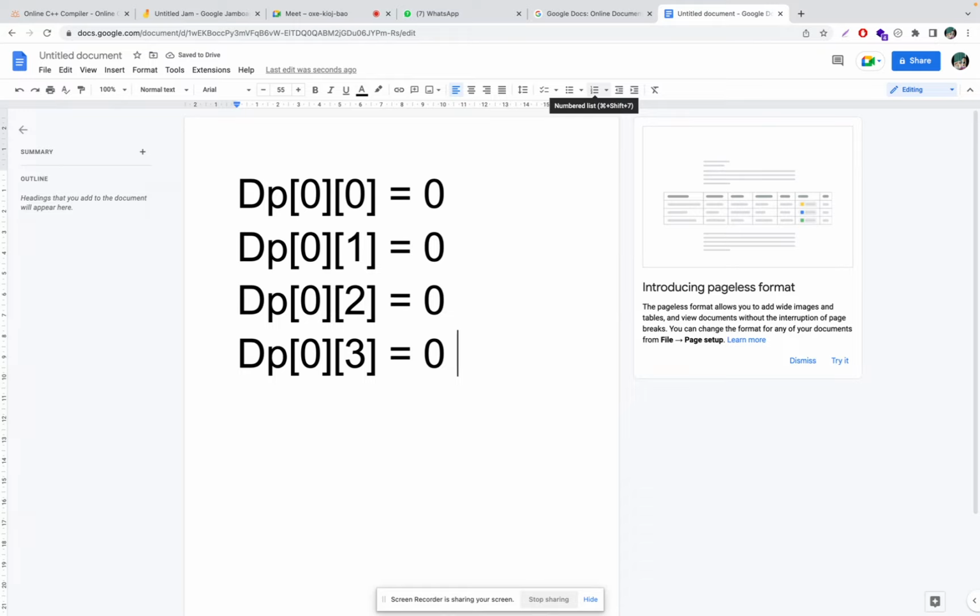If no item has been taken, no matter how large a bag you make, you can't put anything inside. Got it? Clear guys? No matter how large the bag you bring, if there is no item, you are going to put no item in the bag. If you put no item in the bag, the profit will be 0. So I have written DP 0 0, 0 1, 0 2, 0 3. I am iterating this 0 1 2 3 using I.